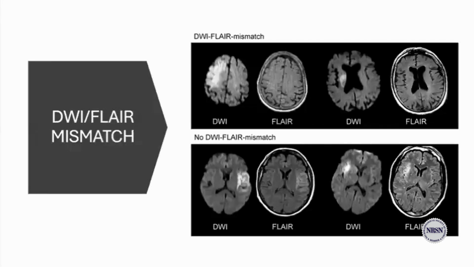On the other hand, FLAIR takes longer to become abnormal. So if we see a DWI hyperintensity, but the corresponding area on FLAIR is still normal or only subtly changed, then that's what we call a DWI FLAIR mismatch, and it is a strong indicator that the stroke event is still within a few hours of onset. Remember, again, when dealing with stroke, time is brain.